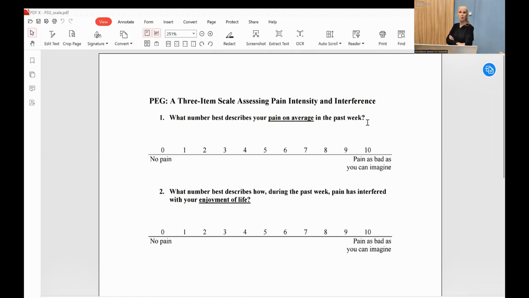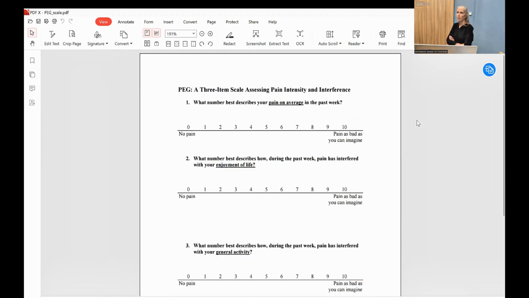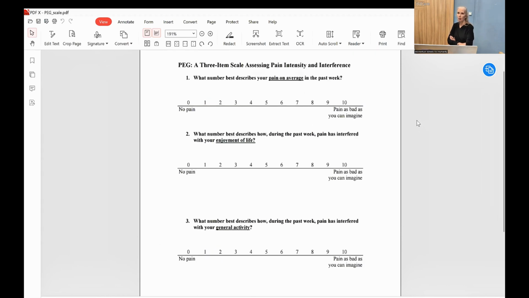Okay, now this is another tool that I would love to have a student take on. Have it formally translated into Ukrainian using the process.